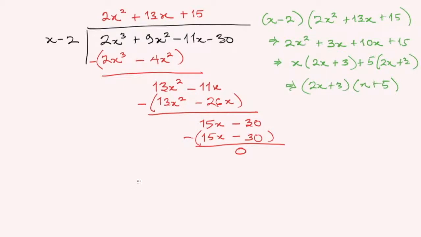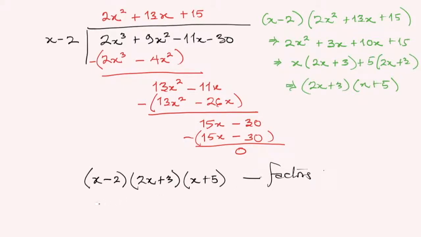So finally, we can tell that our factors for the original cubic polynomial are x minus 2, 2x plus 3, and x plus 5. These are our factors. And the roots are x is equal to 2, x is equal to minus 3 over 2, and x is equal to minus 5.